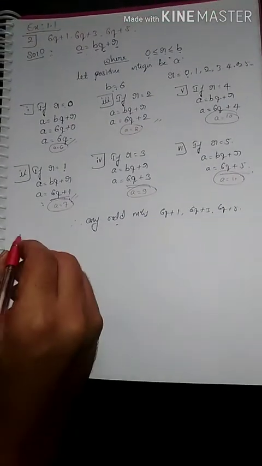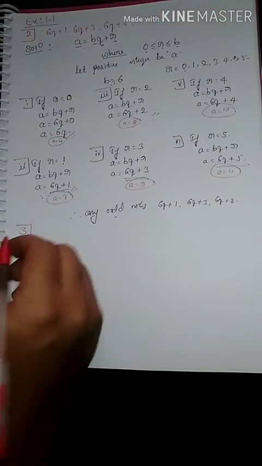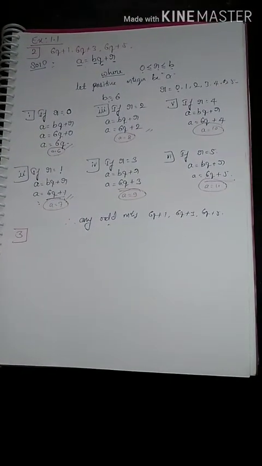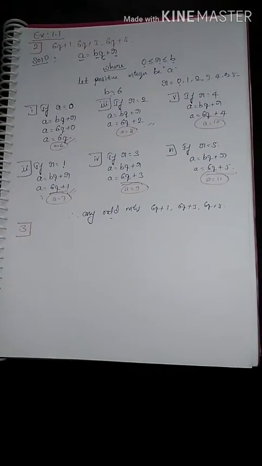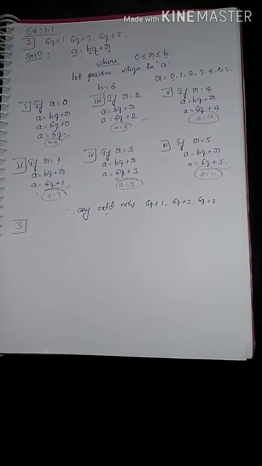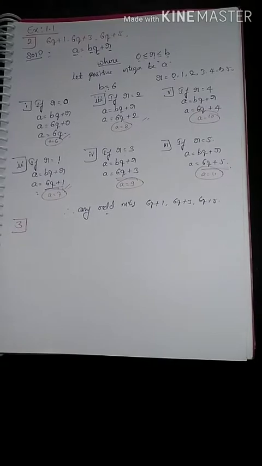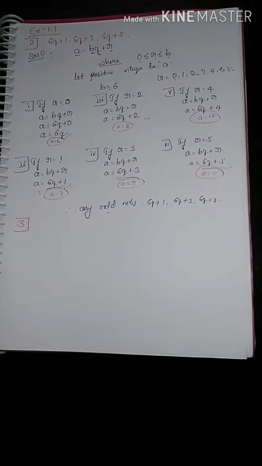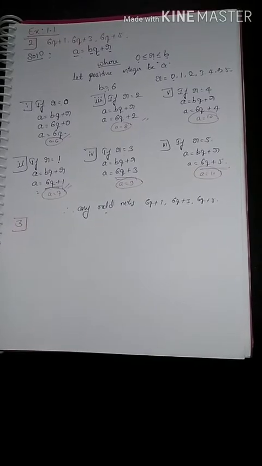Next, exercise number 1.1, question number 3. So the next question is, an army contingent of 616 members is to march behind an army band of 32 members in a parade. The two groups are to march in the same number of columns. What is the maximum number of columns in which they can march, is the question.